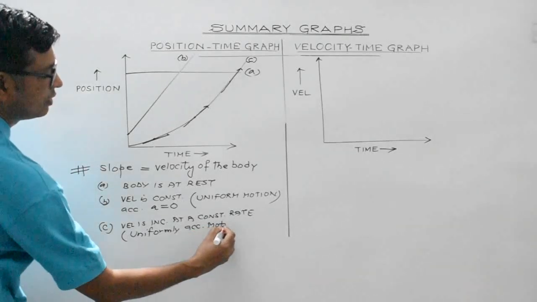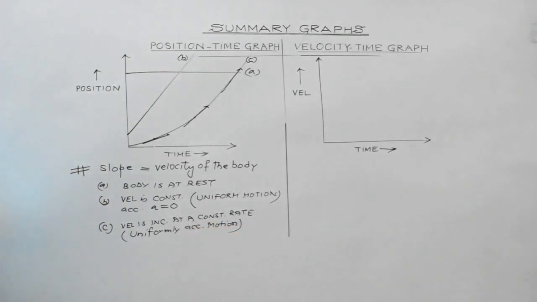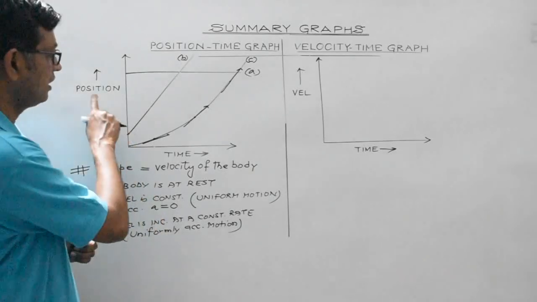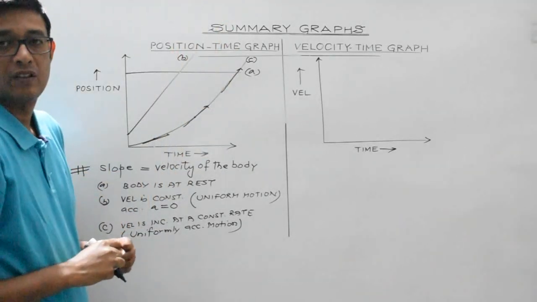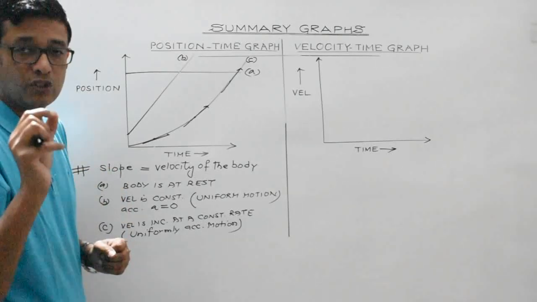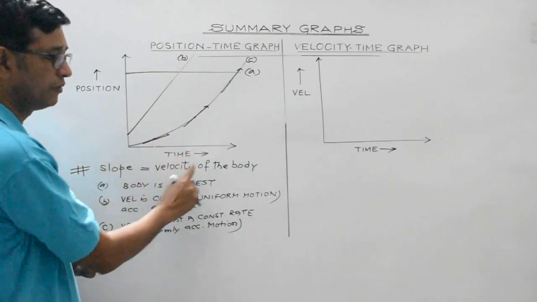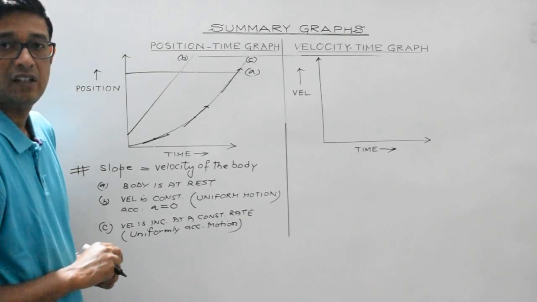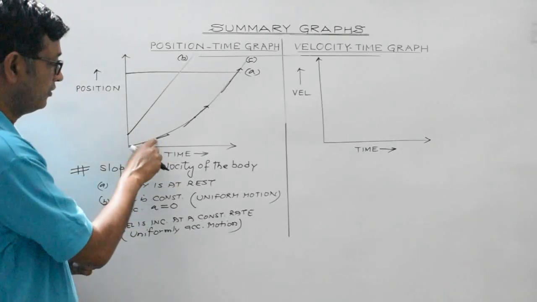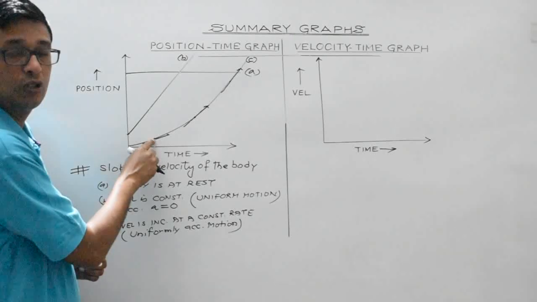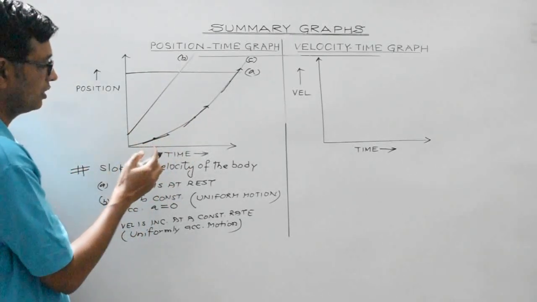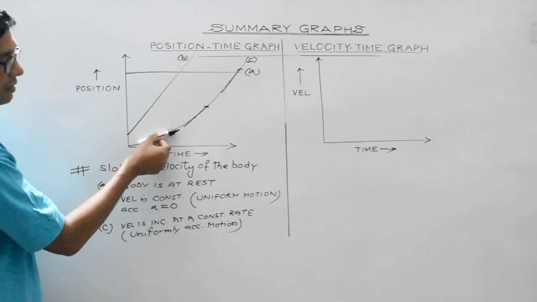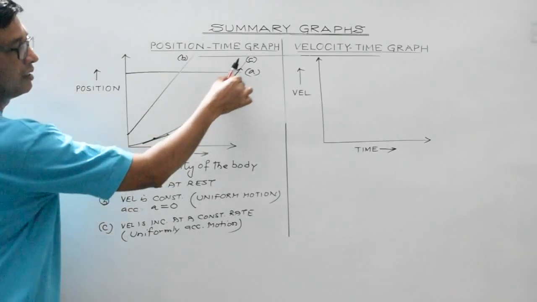Again I repeat, students, in case the position time graph is a curve, then the slope of the position time graph will give us velocity, and the velocity at any point on the curve will be given by drawing a tangent at that particular point. So here you can see the slope of this graph would be like this. Here it will be like this. Here it will be like this.